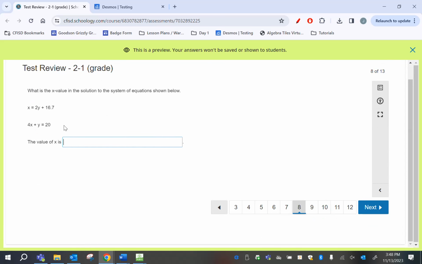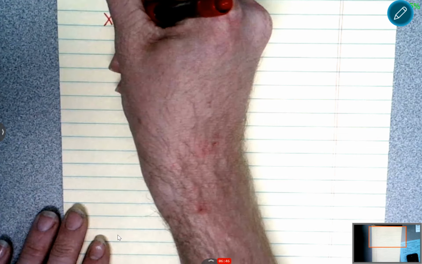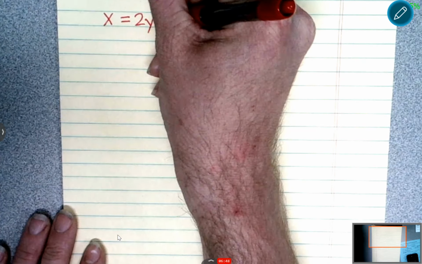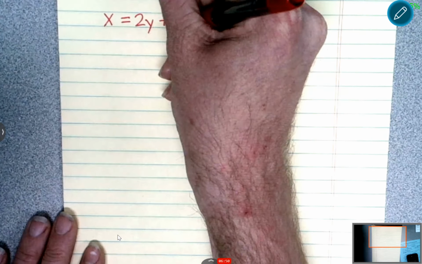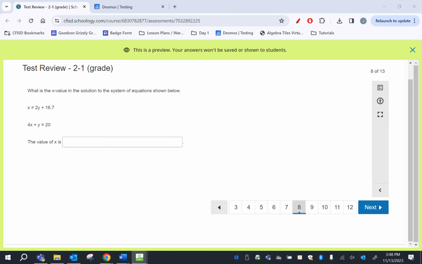This next one might be a bit tricky. I'm going to go ahead and actually do this one with you. So it says, what is the x value in the solution to the system of equations shown below? They give you a pretty weird equation here, and then a standard form equation. So I'm going to go ahead and write my 2 equations. x equals 2y plus 16.7. I think that was my first one. Perfect. And then 4x plus y equals 20.